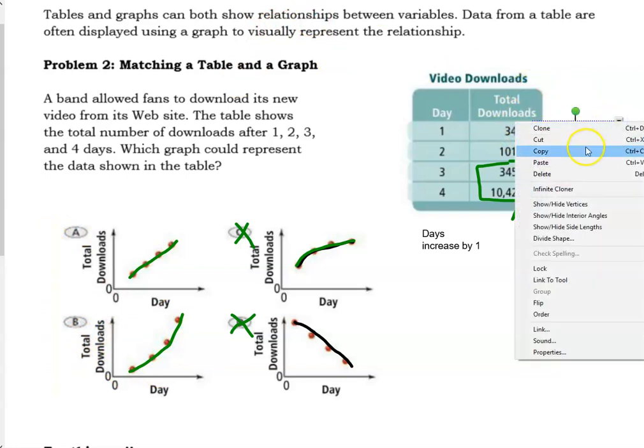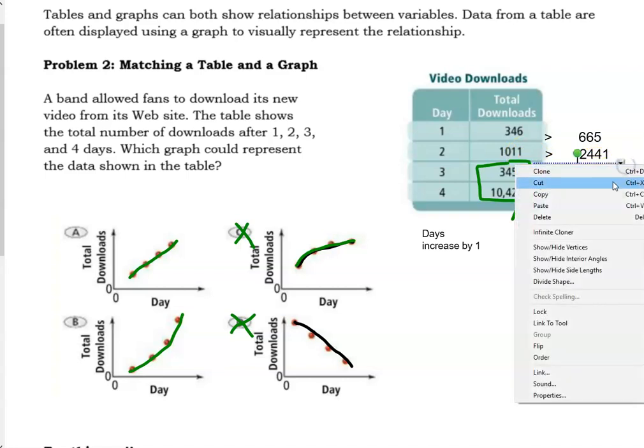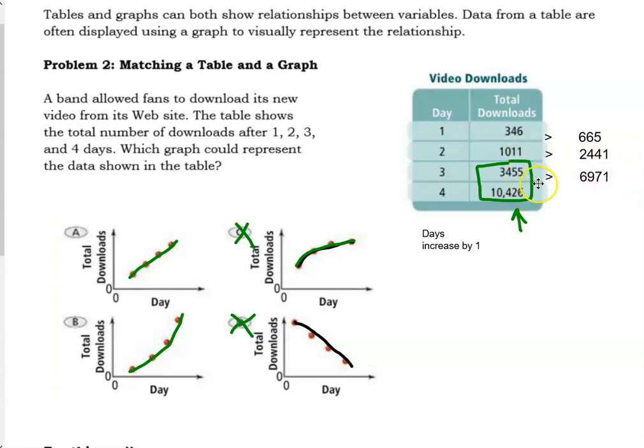So what I'm going to do is look at the difference between 346 and 1011. And I find that those downloads go up by 665. Then I take a look at the next 2 days, and I look at the difference between 3455 and 1011, and I notice that that goes up by 2,441 downloads. And then for the next set of days, to go from 3,455 to 10,426, those downloads increase by 6,971.